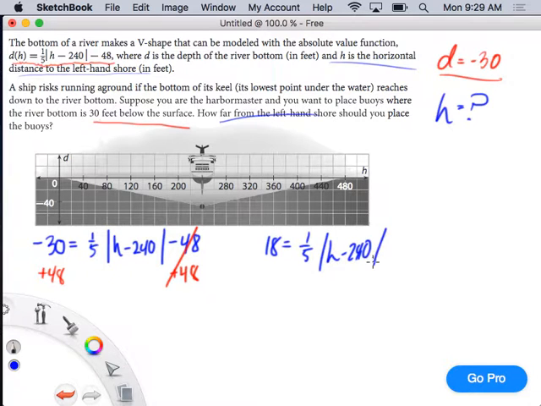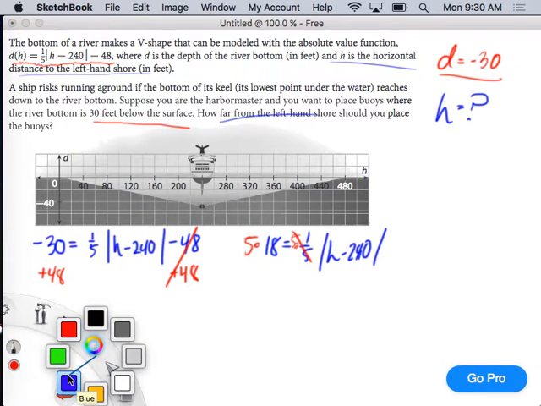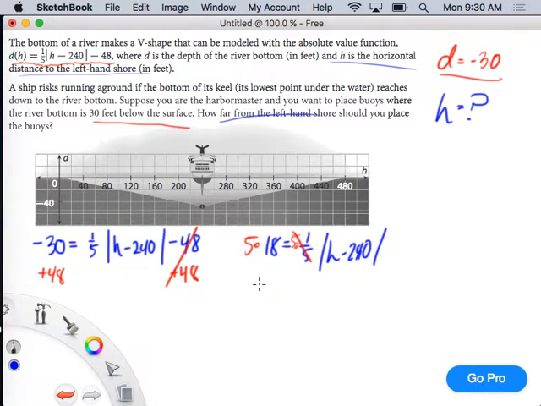What's the next step, class, if I'm isolating the absolute value? Not divide by 5, but multiply by 5 over 1, or just multiply by 5. That cancels that out. Close, though. And we end up with 5 times 18 is, anyone? What's 5 times 10? It's 90 in total, yeah. 5 times 10 is 50. 5 times 8 is 40. 50 plus 40 is 90.